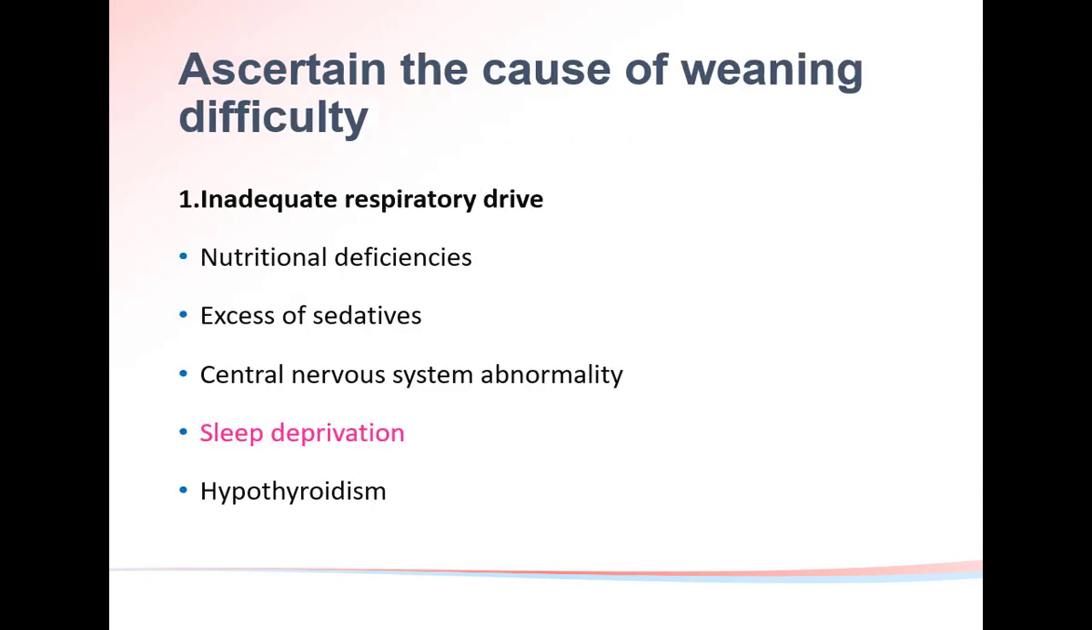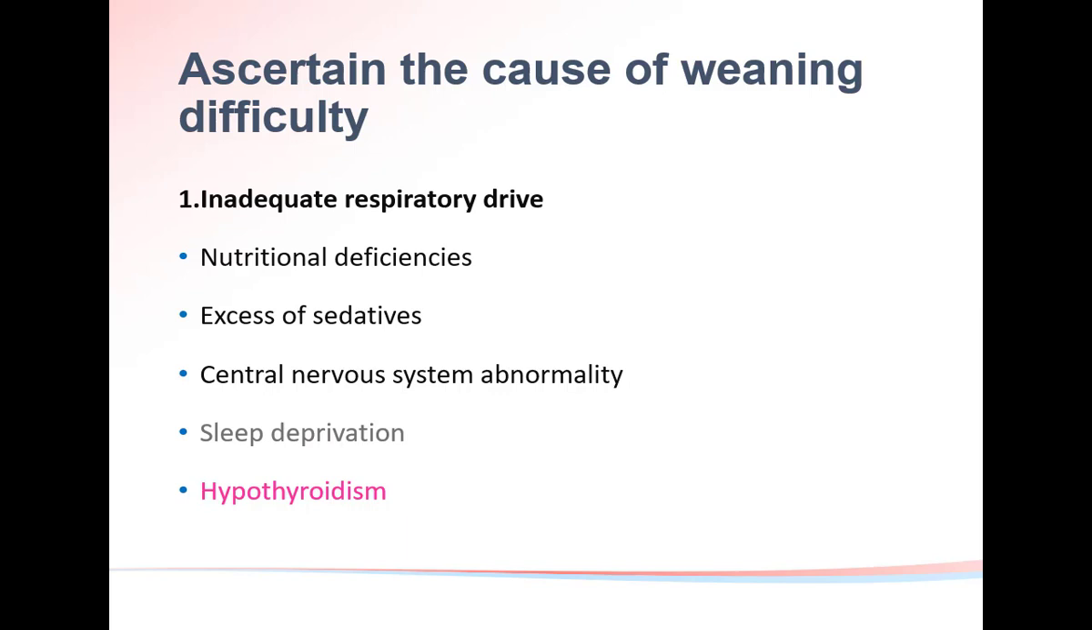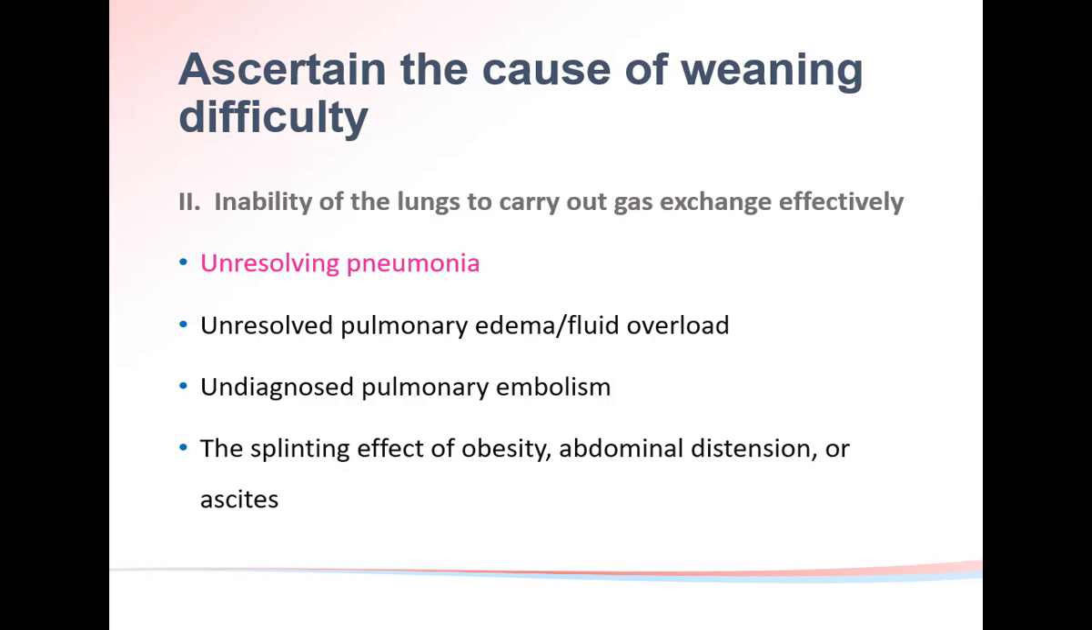Then sleep deprivation. Patients don't sleep, they get tired. If you ask him, in 24 hours he had 4 hours, 2 hours, 2 hours of sleep. We normally in all these patients give zolpidem. Give zolpidem because midazolam doesn't give a good sleep. Give 5 milligram zolpidem to these patients, and you will find the next day the patient is more active and energetic to be weaned off from the ventilator. And hypothyroidism, of course, if it is there, you must take care of.